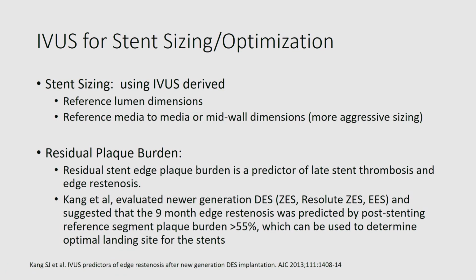For stent optimization and sizing, IVUS has very strong data. For stent sizing, you can use the reference area, you can use the reference lumen dimension. But in some studies, they have used reference media-to-media or mid-wall dimensions, which are a more aggressive way of measuring the stent sizing. But those are two ways to identify your reference segments for stents.